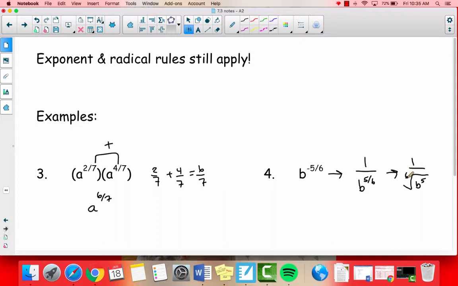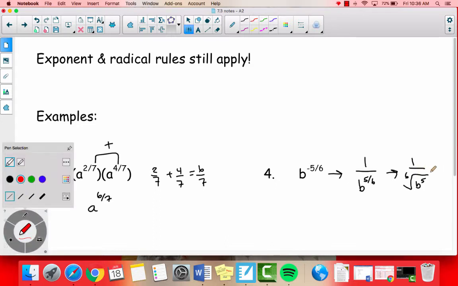And remember, the easiest way to do that is to think of what extra number of exponents you need to make 6 go into the exponent evenly. Well, 6 doesn't go into 5, but if we get one more b to make it b to the 6th, then those will cancel. So I'm going to go ahead and multiply the top and the bottom by the 6th root of b to the 1st.